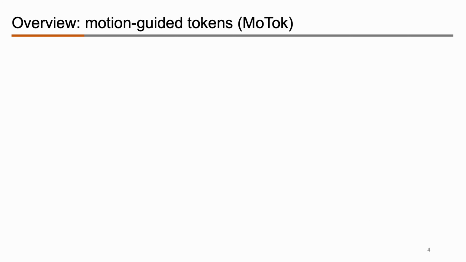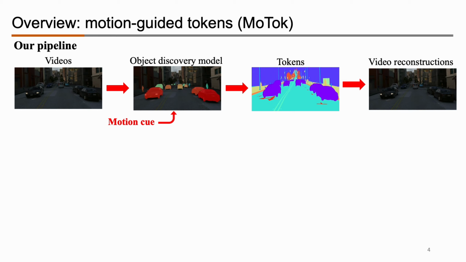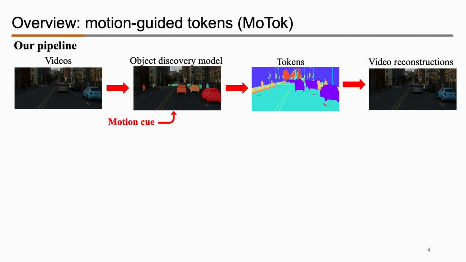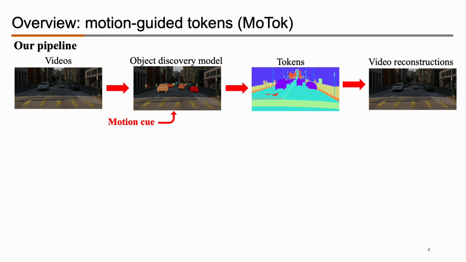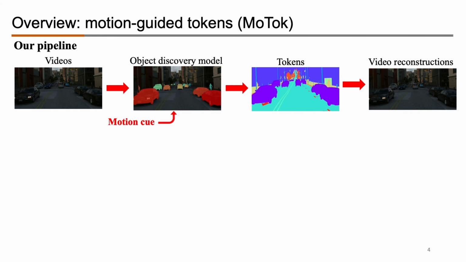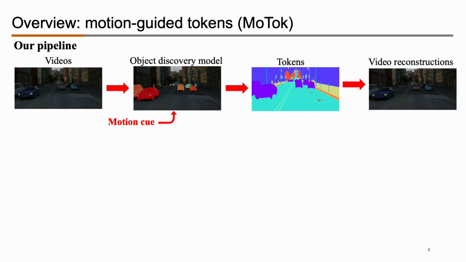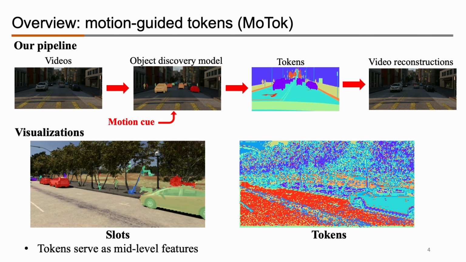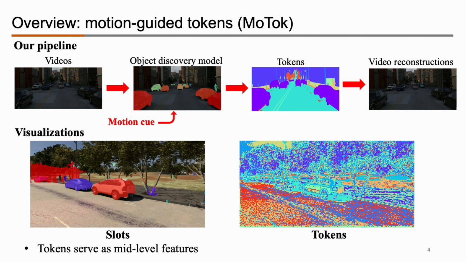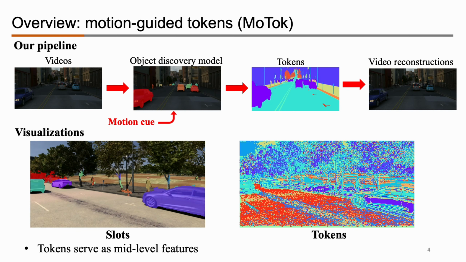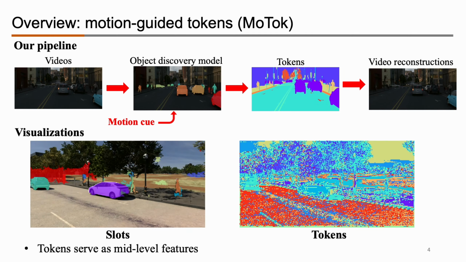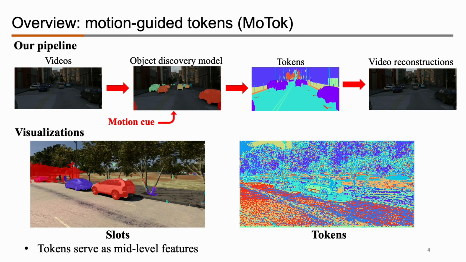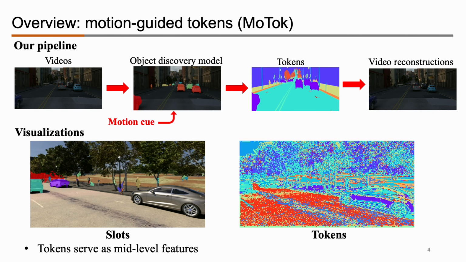To solve this problem, in this work, we propose a novel framework, motion-guided tokens. The high-level idea is that instead of directly reconstructing in the RGB space, we reconstruct in the middle space of quantized features, the tokens. The bottom videos show an example of object and token visualizations under our MoTok framework. The motion-guided tokens serve as mid-level features that benefit object-centric learning. We explain our proposed methods in detail as follows.